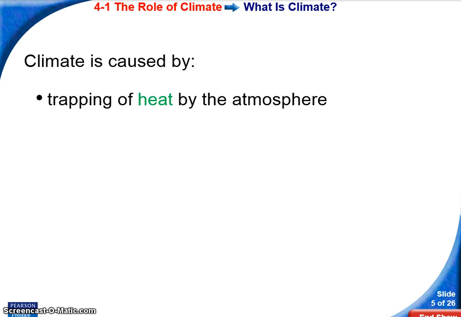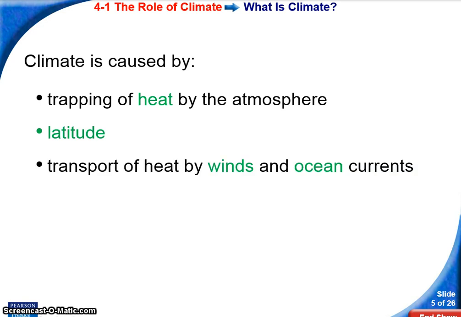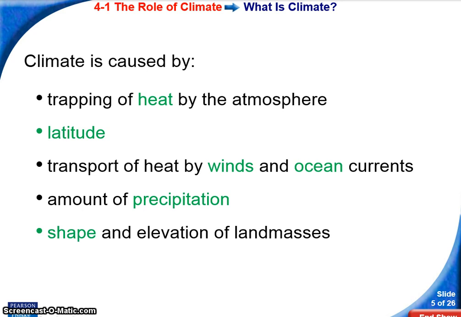Climate is caused by trapping of heat by the atmosphere, latitude, and we'll talk about what latitude is if you don't remember from some of those elementary social studies lessons, transport of heat by winds and ocean currents, the amount of precipitation, and the shape and elevation of land masses. So all of these things are going to contribute to what is climate.